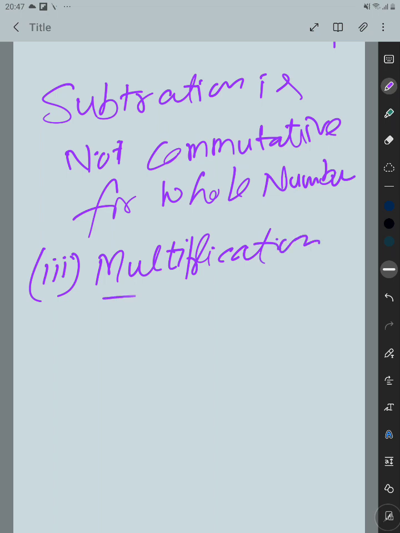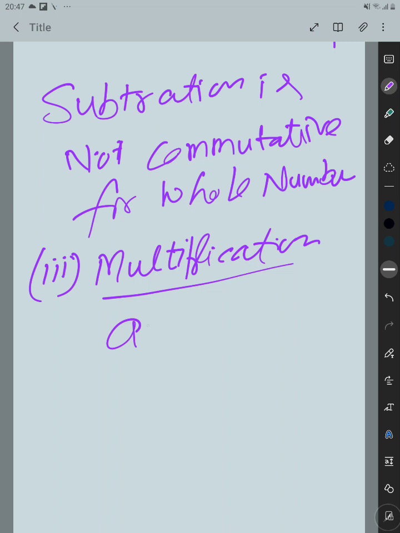So what will we prove here? If we are multiplying two whole numbers, and whatever result we get, if we interchange the places of the numbers that we are multiplying, do we get the same answer as a whole number or not? If we get the same, then it is commutative.